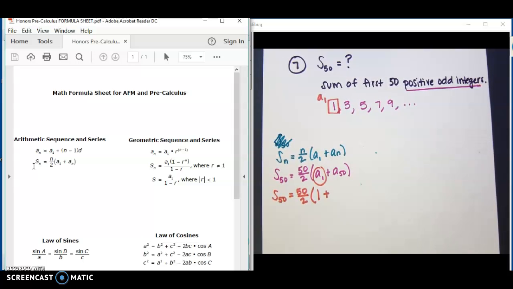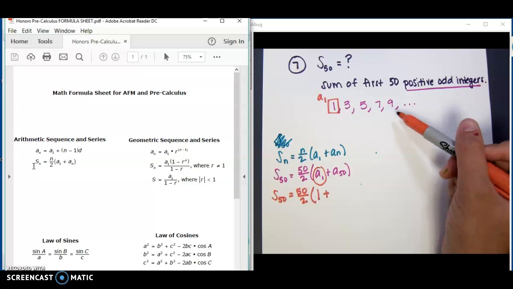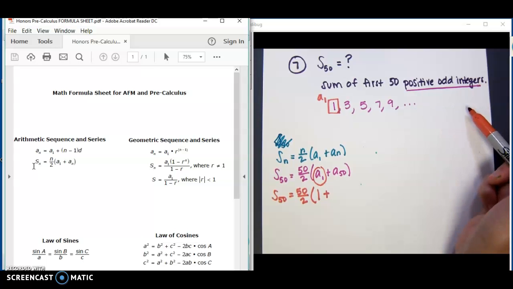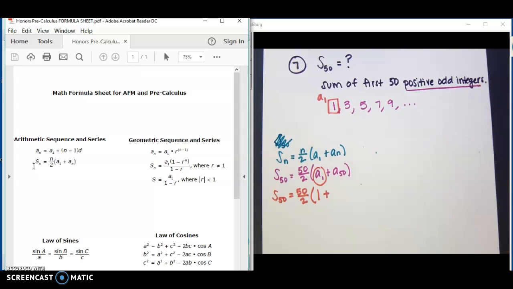Alright, A sub 50, so that means the 50th term. So we would have to write this out until we had the 50th number here. Well, we don't really want to do that. So what we're going to do is use the explicit formula for the sequence. That way we don't have to figure that out.